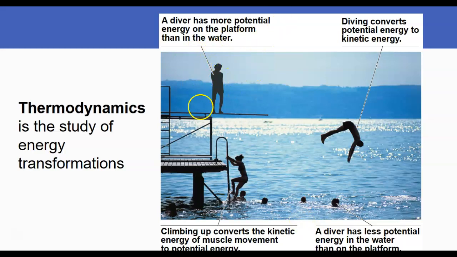So we can have a person that's high up here. They're going to have more potential energy that can be converted into kinetic energy as they're moving. Now this person down here has less potential energy than this person. That energy went into moving them from up here down to the water. Now this person has kinetic energy and is moving, and she's increasing her potential energy, but she's breaking those chemical bonds to give her that kinetic energy.